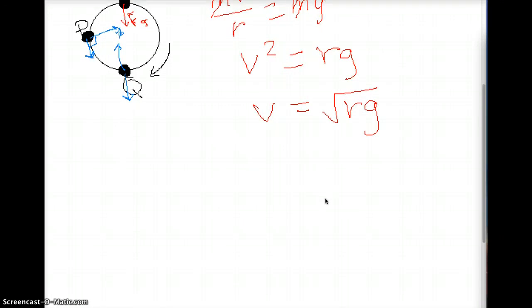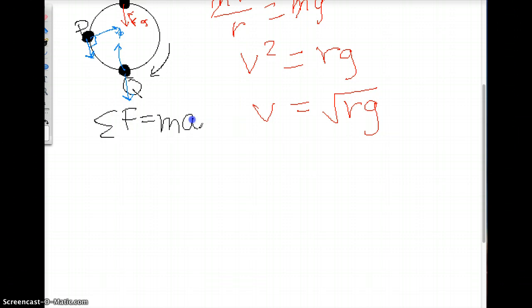So now the case is that gravity isn't the only thing causing it to go in a circle. Since at this point there's going to be more than one force acting on it, we can take the sum of those forces. Newton's second law. They will equal the mass of the ball times its acceleration.